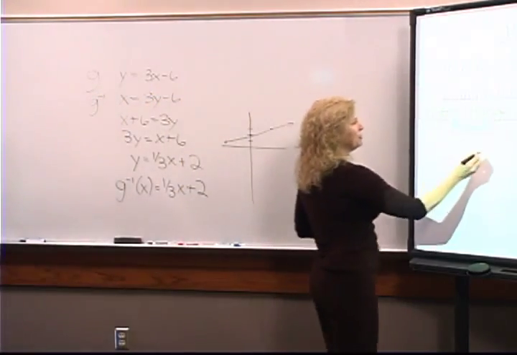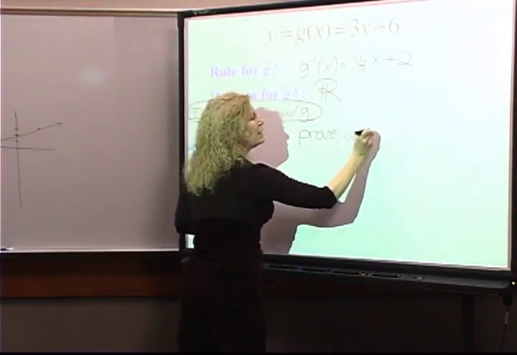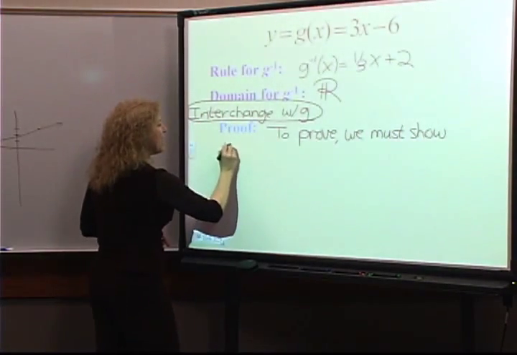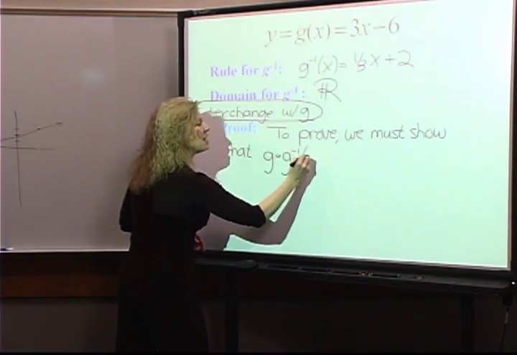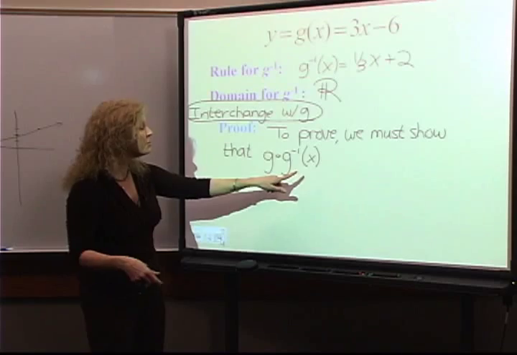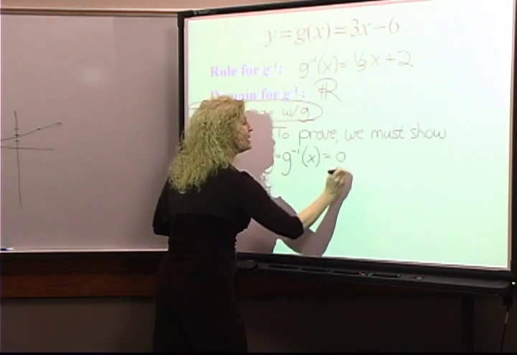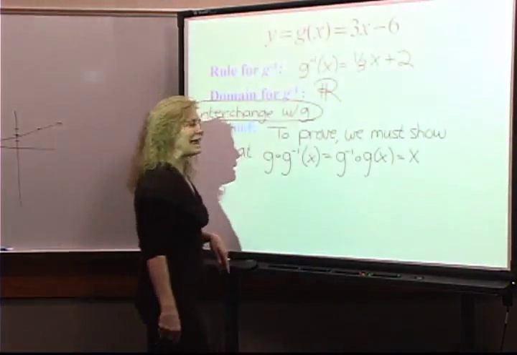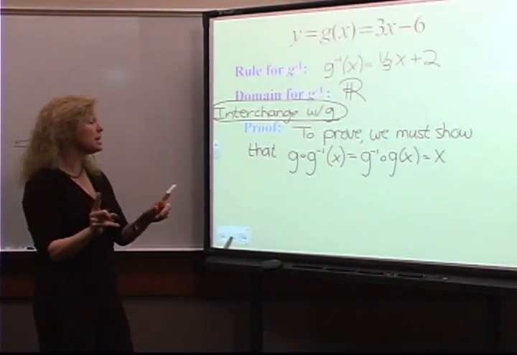So, to prove this, we must show that g composite g inverse of x, if I take x, run it through the inverse, and then that answer goes through g, has to be the same as if I go the other way, and I have to get x. You say, what? Now listen really carefully.